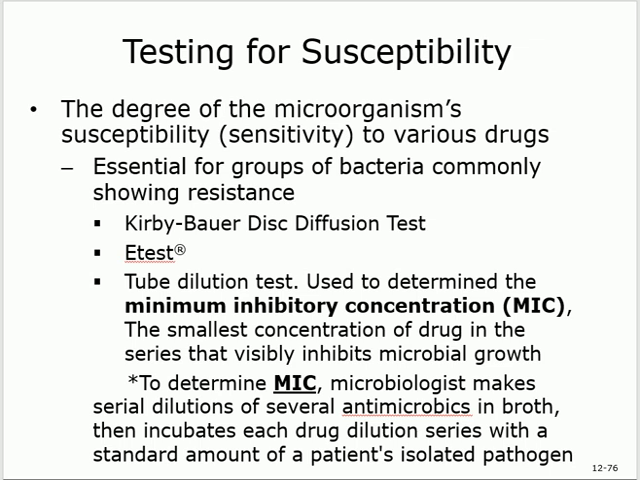How to know? 3 different ways. Number 1, Kirby-Bauer disk diffusion test. Number 2 is E-test. Number 3 is tube dilution test. Okay? What are these doing? Testing the sensitivity. What do you mean? It's telling me if this organism is sensitive or resistant. Is that clear? This is the use of all these things.